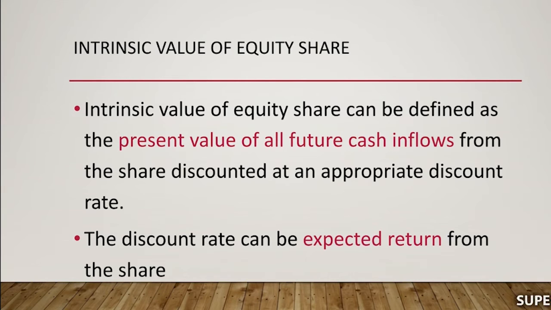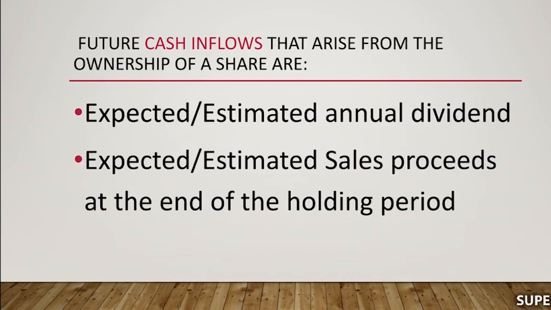The future cash inflows that arise from the ownership of a share are: first, the expected or estimated annual dividend, and second, the expected or estimated sales proceeds at the end of the holding period. These inflows are estimated and discounted by the investor's expected rate of return to find the present value. Then the aggregate present value of estimated cash inflows represents the intrinsic value of the share.